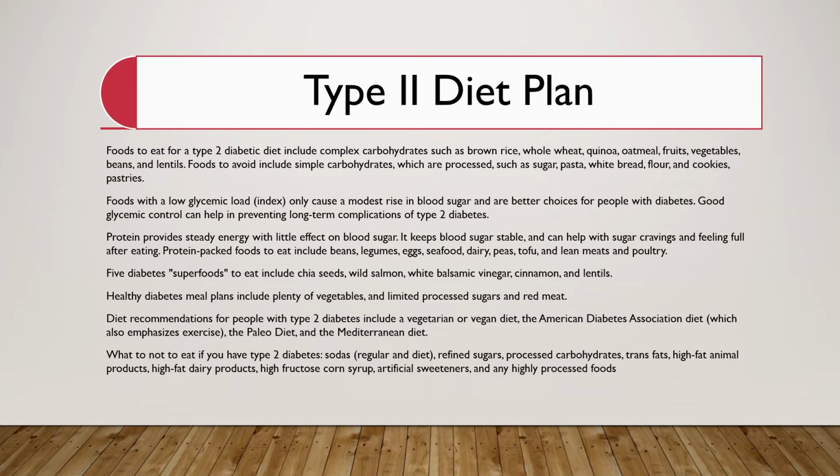The diet plan that needs to be followed by type 2 diabetes patients is complex carbohydrates, which include brown rice, whole wheat, oatmeal, fruits, vegetables, lentils as well as beans. Certain foods that need to be avoided are simple carbohydrates, which are generally processed foods available in sugar, pasta, white bread, flour, cookies, etc. They should consume protein rich diets, you can say beans, legumes, eggs, seafoods, dairy products, tofu, etc.